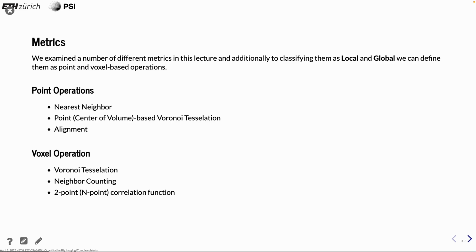The other way would be also to go into voxel operations, so we don't really identify the objects, but we just go directly on the voxels. Again, the Voronoi tessellation is one option. Counting neighbors actually could be in both, in a sense. And then we can also look at 2-point correlation functions, so you actually compare different positions or regions at a distance from each other and see what is the correlation, so the probability that they are similar.